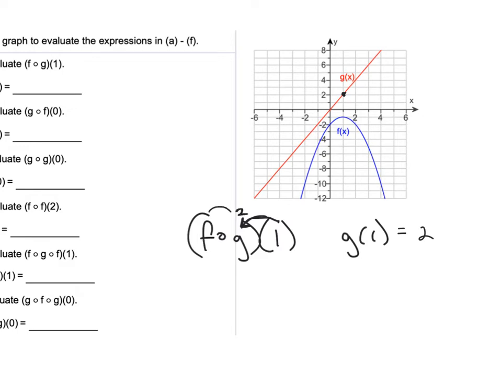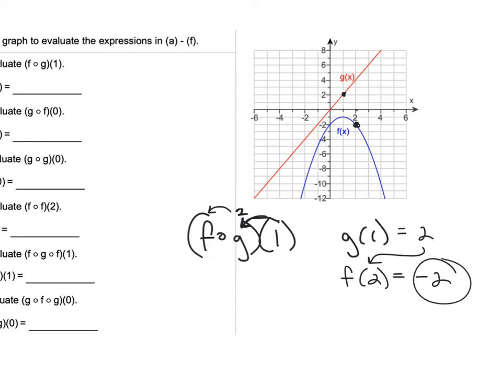Now we're going to take 2 and plug it into F. So think about it. 2 becomes our new X value. Just got to remember it that way. 2 becomes our new X. So now, still looking for X, 2 is on the X-axis. So 2 would be right here. F is the blue. So at 2, you have the point 2, negative 2. So the Y value is negative 2. And then you're done when you can't go any further.